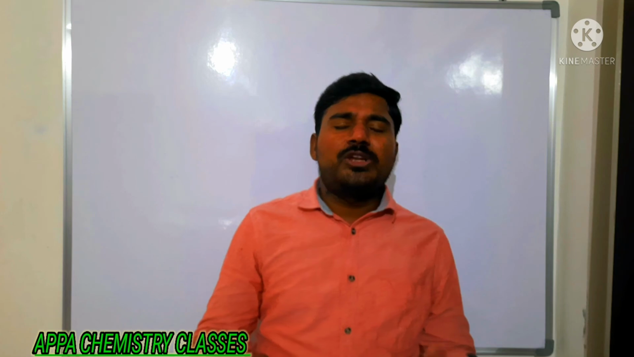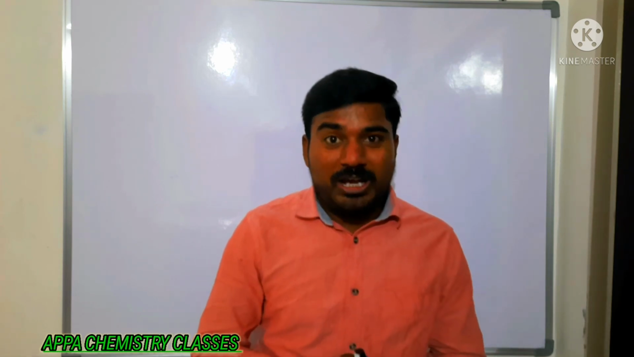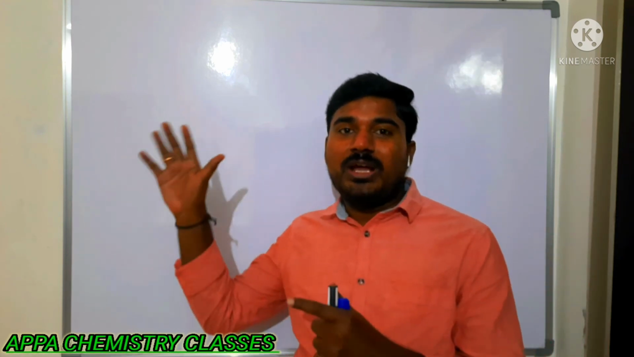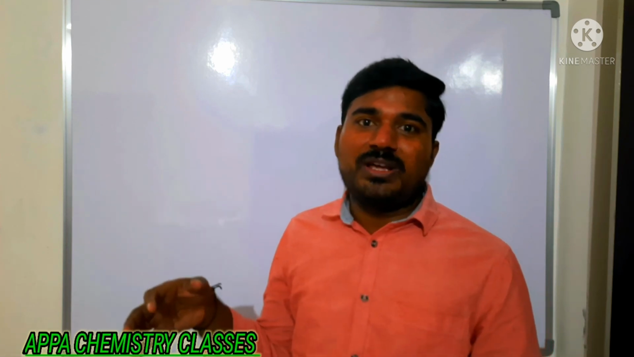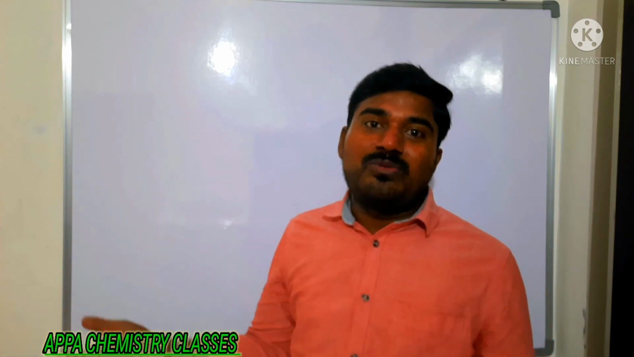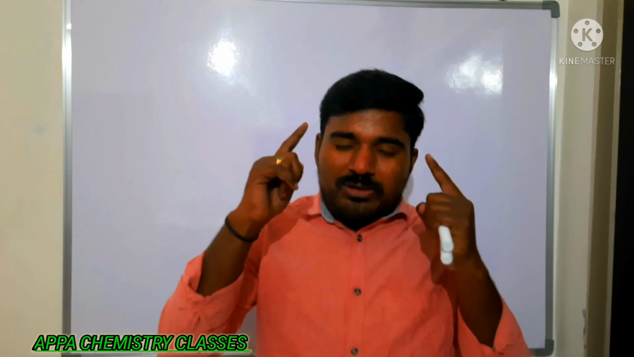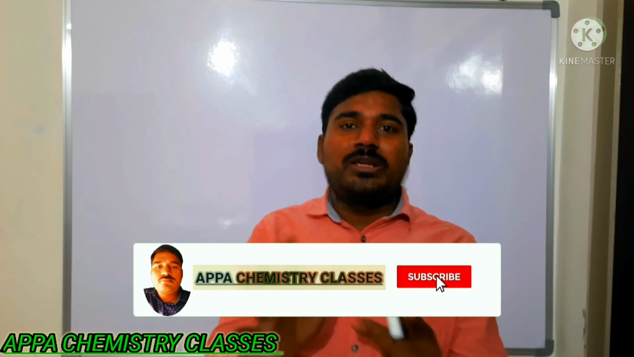In the next video, which is very important, we will see Kohlrausch's law of independent migration of ions. Before this, we saw that the conductance of a strong electrolyte can be calculated by the graphical method, whereas for a weak electrolyte it can be calculated by using Kohlrausch's law. There you will have the most important Kohlrausch's law and its applications.